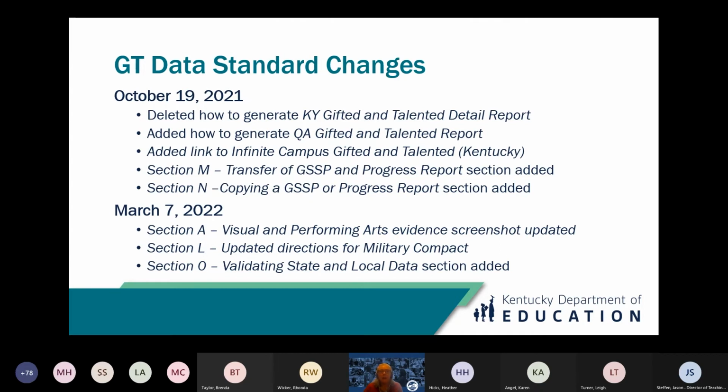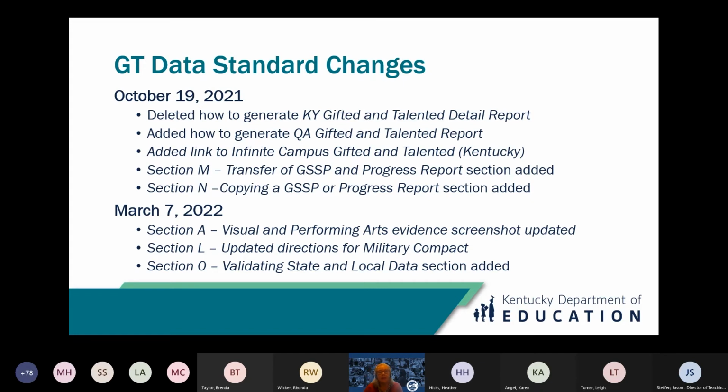And then also we've updated directions for the military compact for those students who are children of military service personnel. The military compact says that we have to accept those students from out of state, and so they don't need to have 3 evidences, and we have updated the logic for that particular box so that you don't have to enter 3 evidences for that. So check out the directions for that when that has been posted to our Gifted and Talented Resources page.